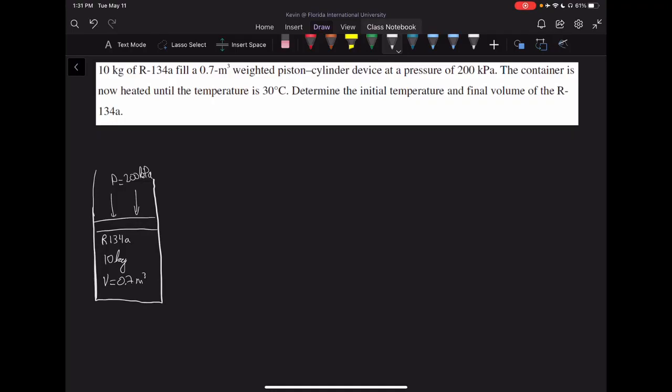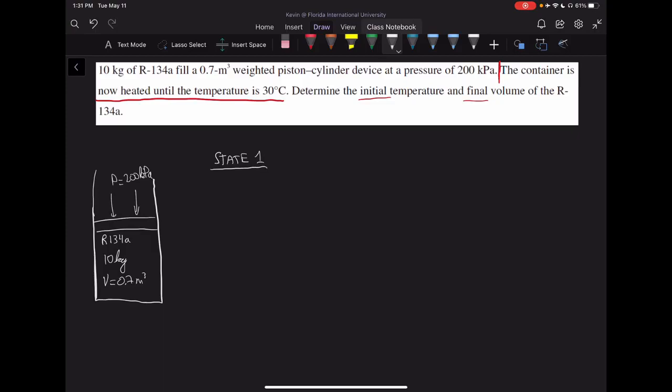Now, in our problems, when we have a problem where we have a change, we're going to define how many states we have. So in this problem, we have an initial temperature and a final volume. And it seems like there is one action: it is now heated until 30 degrees. So anything before this sentence here is the first state of our system, and anything after that sentence is a second state. So what we're going to do is write state 1 and define everything that we have at state 1.